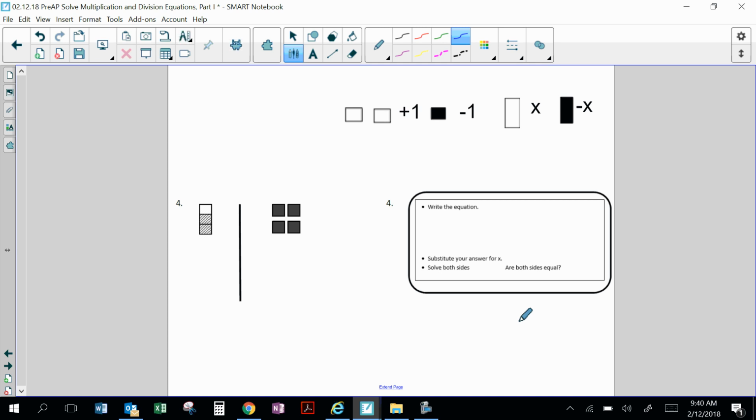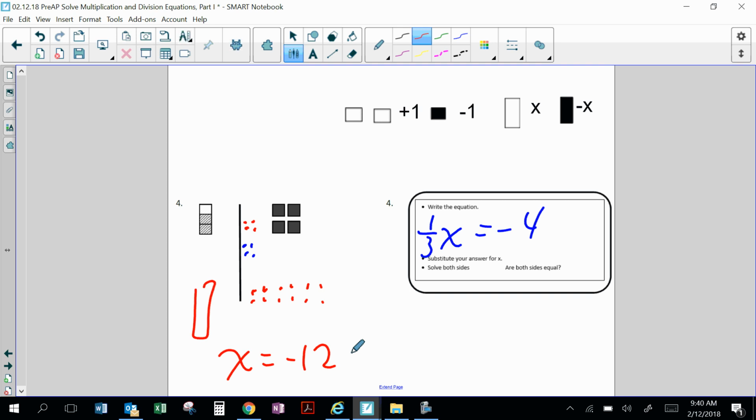Let's translate this model. This is divided, cut in thirds. So 1/3 x equals negative 4. Let's draw it. If this upper third is negative 4, then this third is negative 4, and this third right here is negative 4. So a full x is negative 12. X equals negative 12.